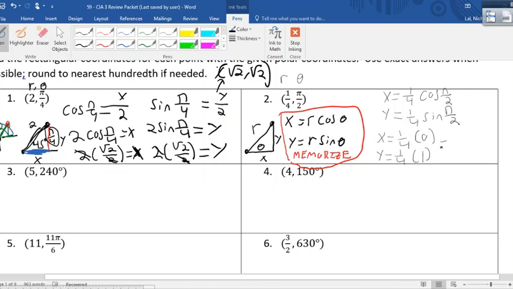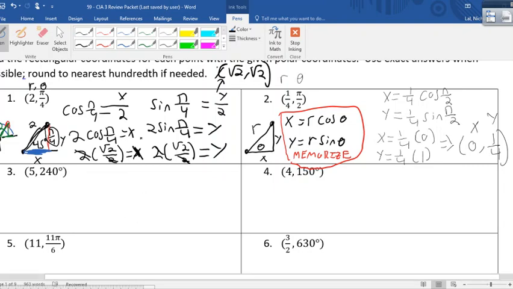So our rectangular coordinates are going to be 0, 1/4. 1/4 times 0 is 0. 1/4 times 1 is 1/4. So those are our x and y coordinates for problem 2. Now, 1 and 2 used our theta value in radians. All right, 3 and 4 are going to use our angle value in degrees.